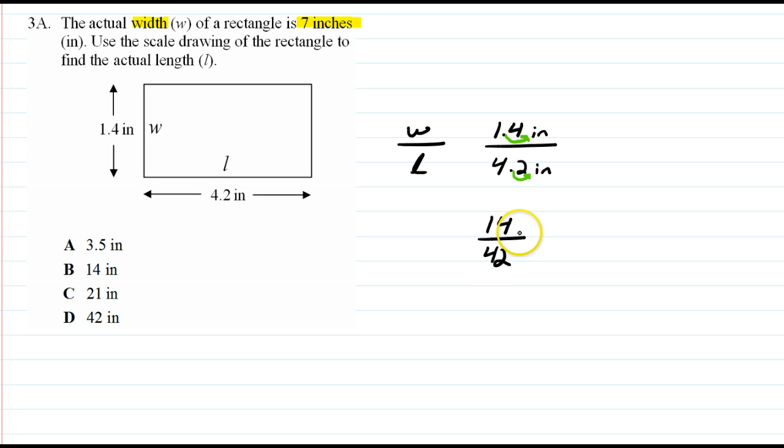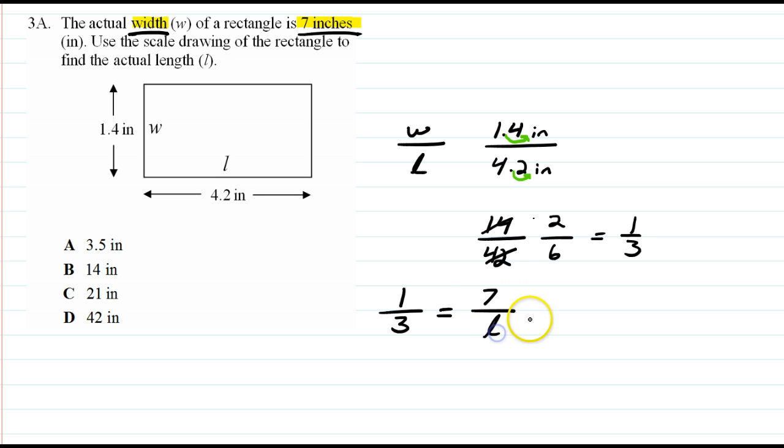And now we'd want to reduce this fraction. So 7 goes into this twice. 7 goes into this 6 times. And then 2/6 can be reduced to 1/3. And so our ratio of our width to our length is 1/3. We're going to use that now to answer our question, because we know that the real width is 7 inches. You just need to remember that the width was on top. So I have to put the 7 up here. And then I'm going to figure out what the length is.